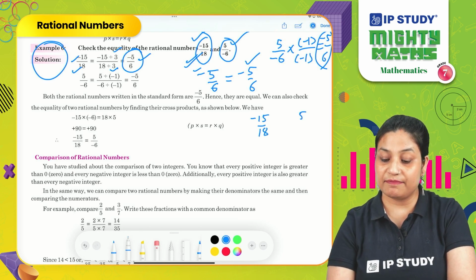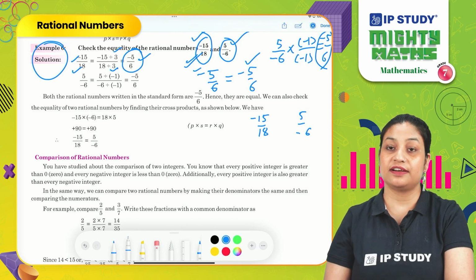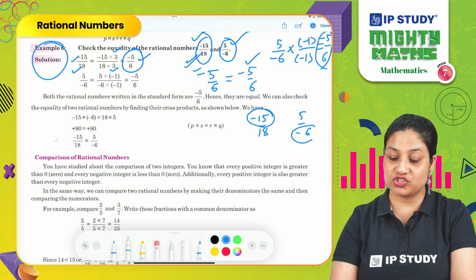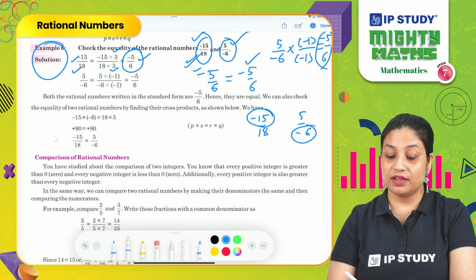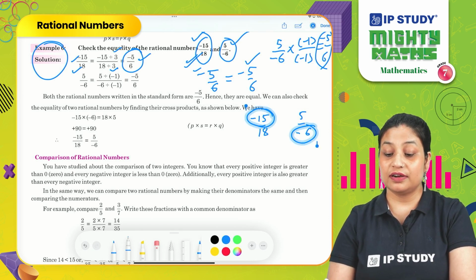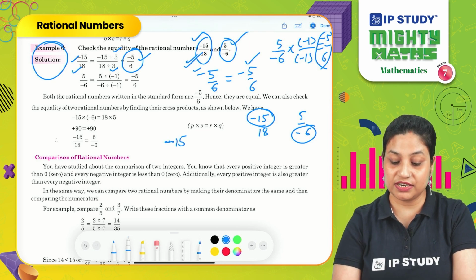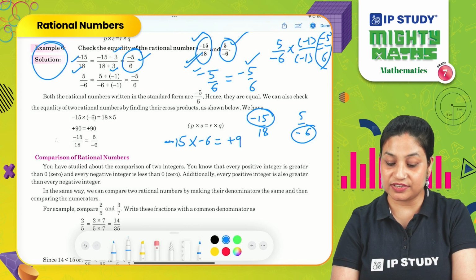And 5 by minus 6 is the second rational number. So here, first multiply these two. Numerator of the first rational number is multiplied with denominator of the second rational number. So, minus 15 into minus 6. What you will get? You will get plus 90.